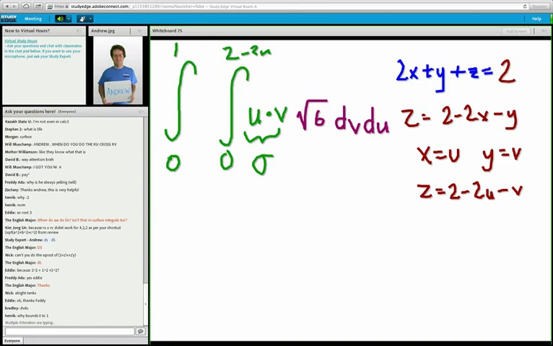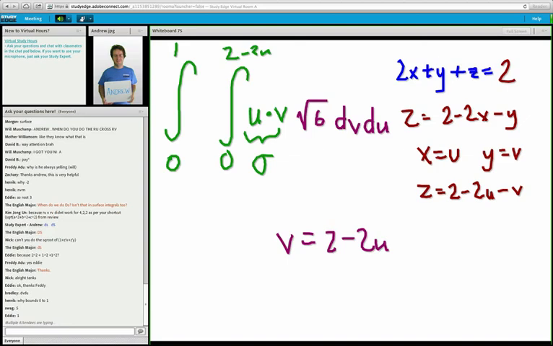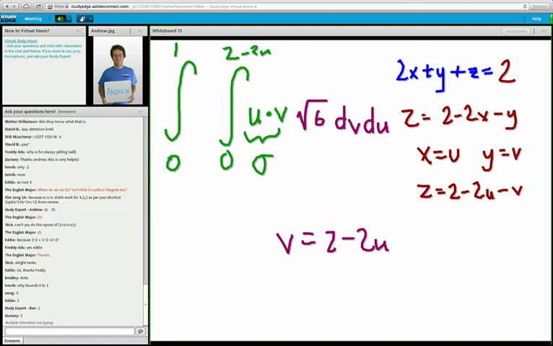Hendrik says, why are the bounds 0 to 1? If I told you v equals 2 minus 2u, for what value of u is 2 minus 2u equal to 0? You would tell me u equals? Not quite. 1. Yes, u equals 1.